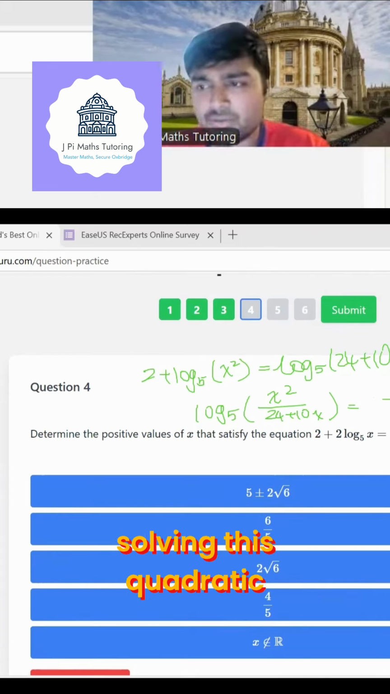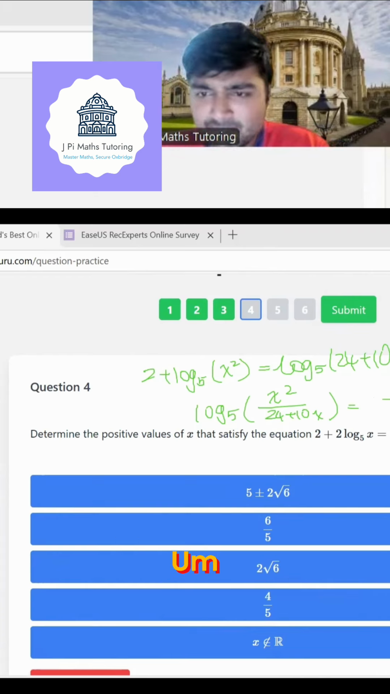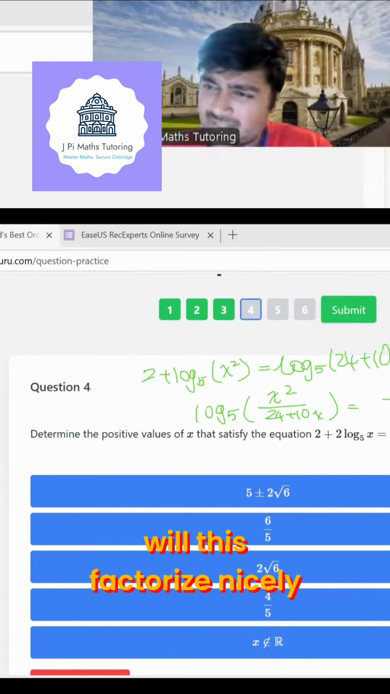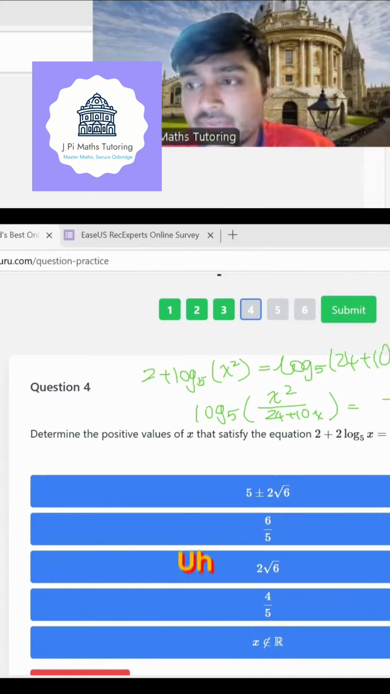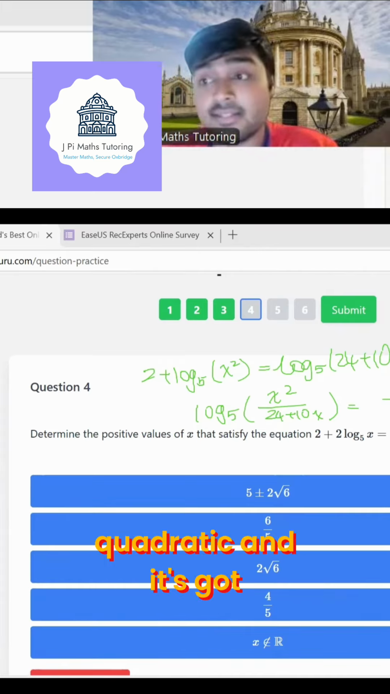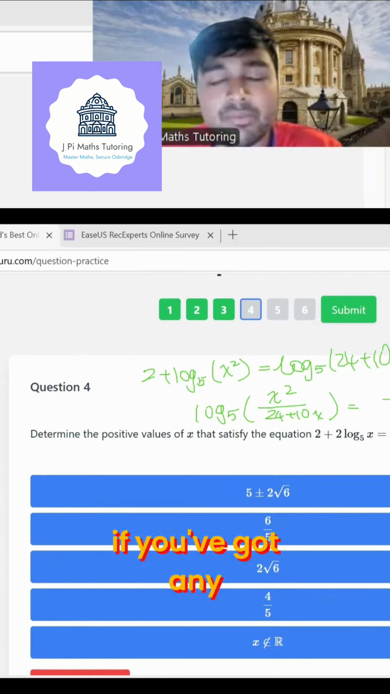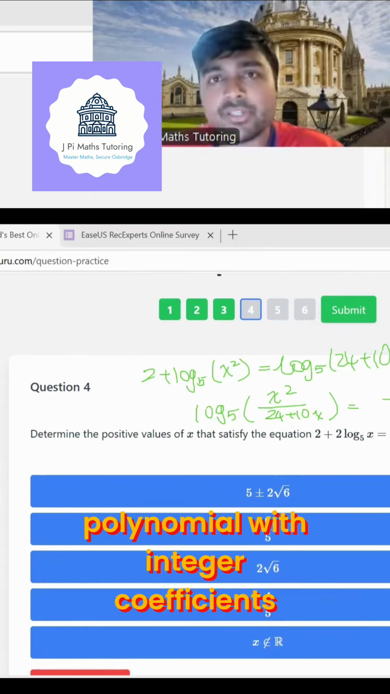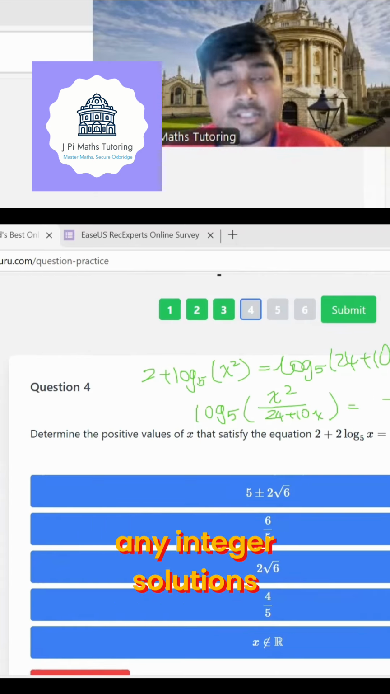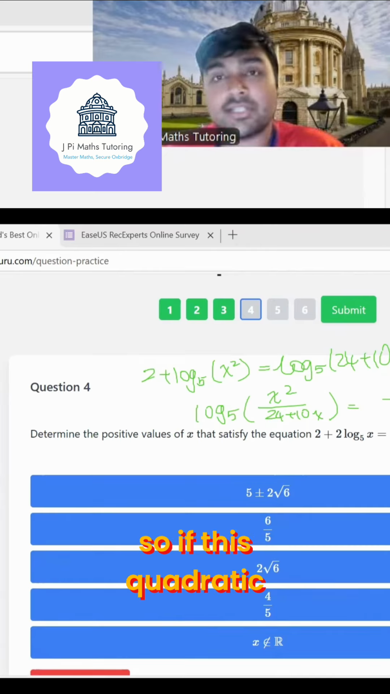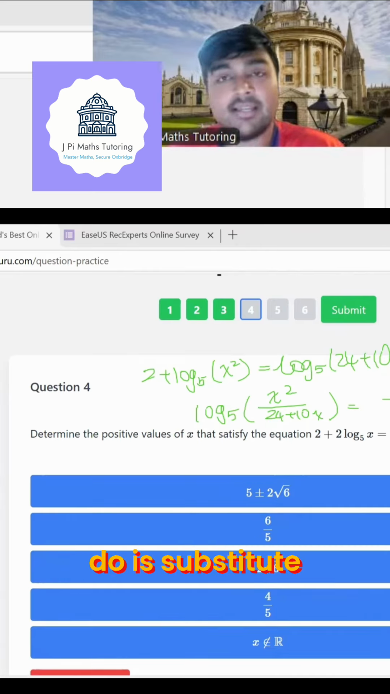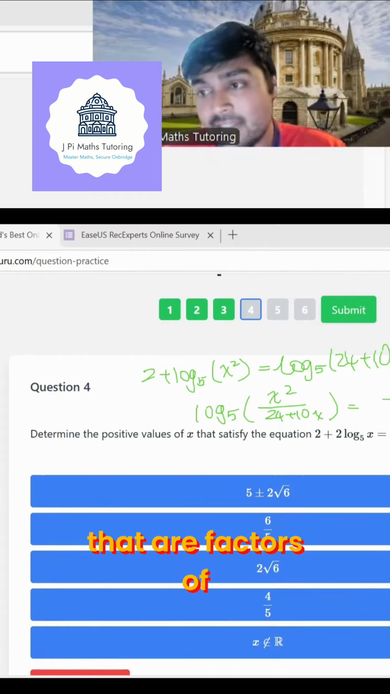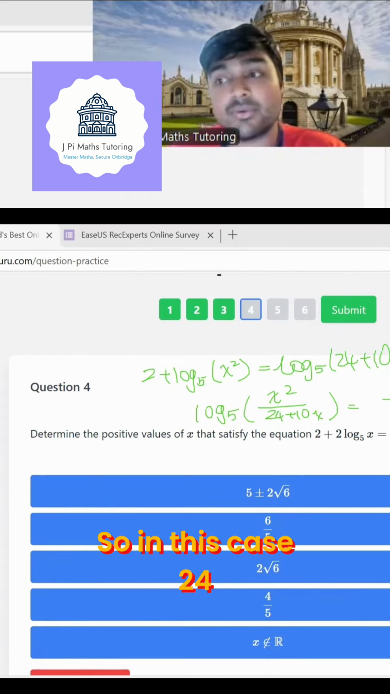And now I'm just solving this quadratic. Will this factorize nicely? There's potential for it. So here's a nice little trick if you've not seen this before. If you've got a quadratic with integer coefficients, in fact any polynomial with integer coefficients, and you want to know if it has any integer roots, all I need to do is substitute values of x that are factors of the constant term. So in this case, 24.